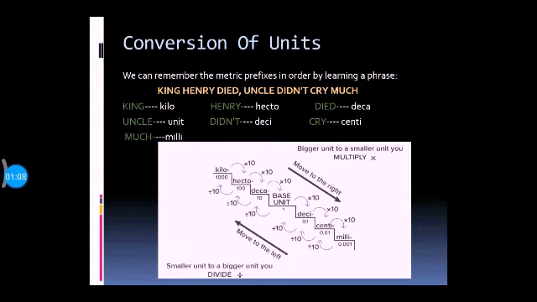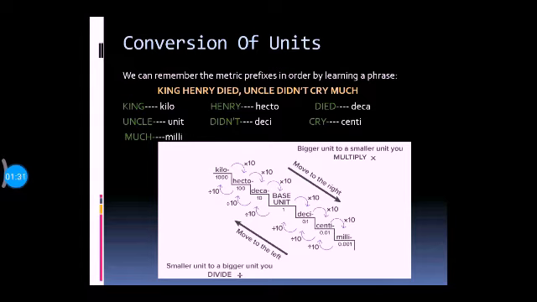If I want to convert a bigger unit into a smaller one, I have to do multiplication, and if I want to go in the upward direction and convert from a smaller to a bigger unit, then I have to divide. Again the process is the same for each step. Either you have to multiply by 10 or you have to divide by 10.